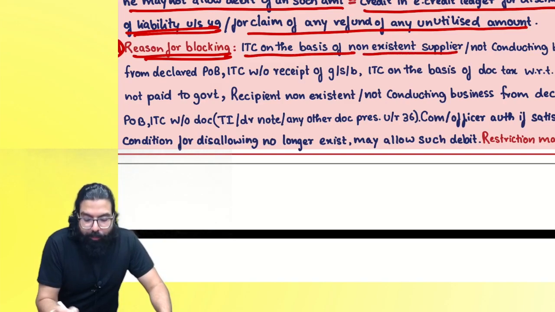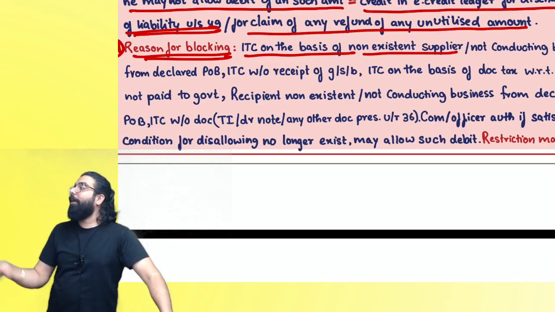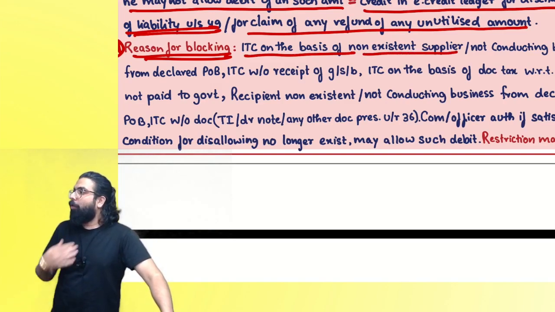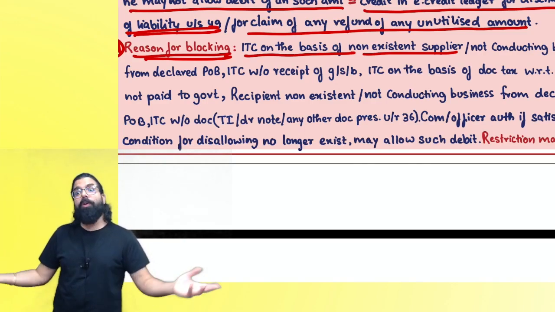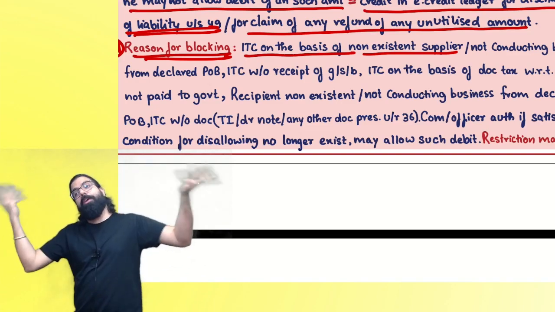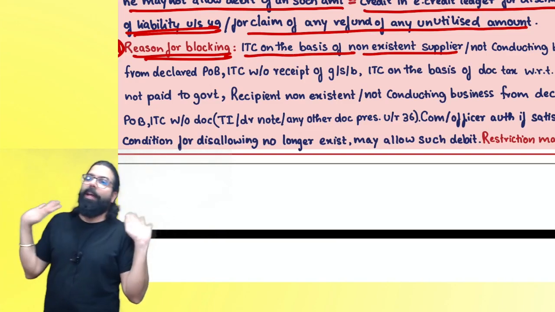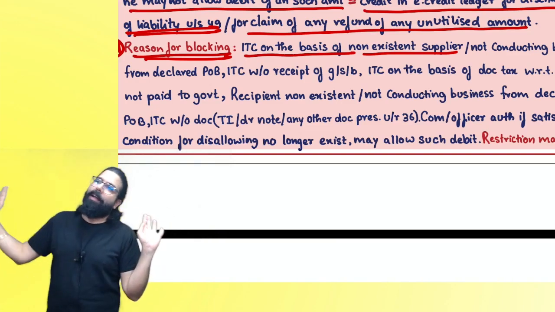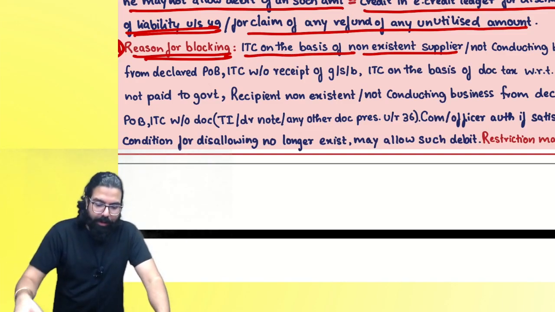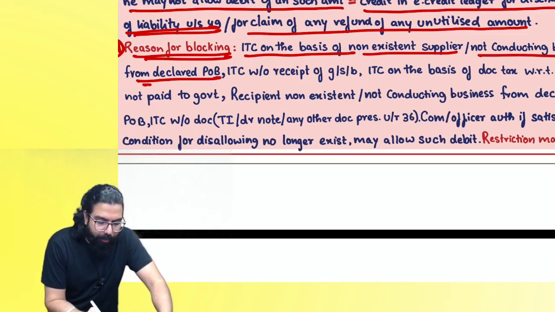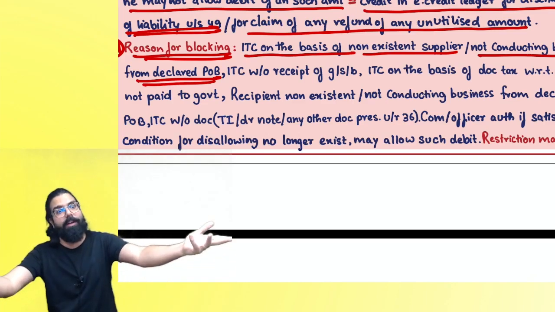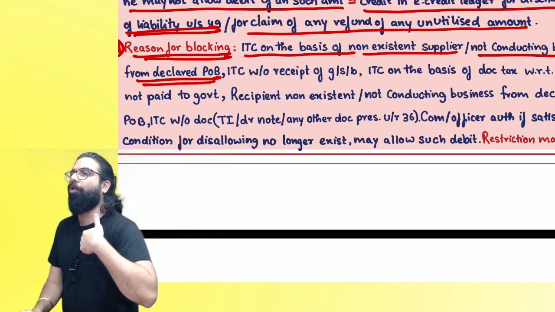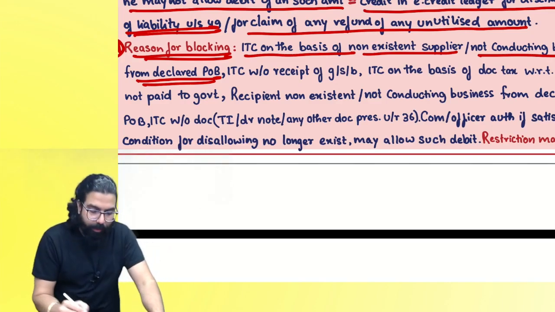Input tax credit on the basis of a non-existent supplier. The officer went ahead and checked one supplier. I took credit on the basis of Sham's invoice. The officer went to his premises. He's not there. Sham ran off, taking all the money after issuing the invoices. He's not conducting business from the declared place of business. My supplier is not conducting business from the declared place of business. Then the officer tells Ramesh, whatever credit you took will be blocked.